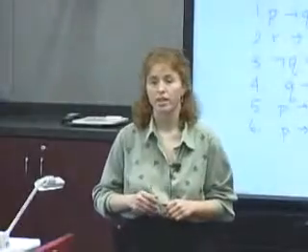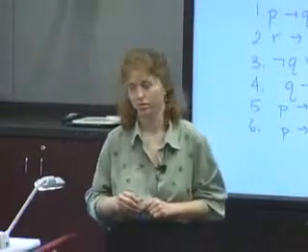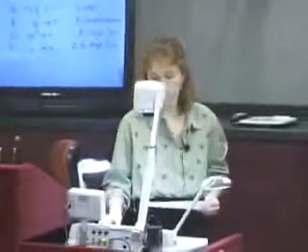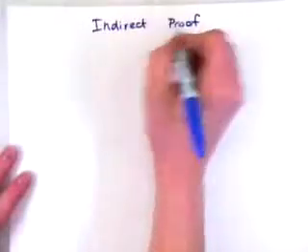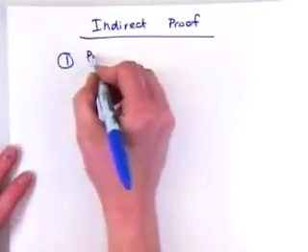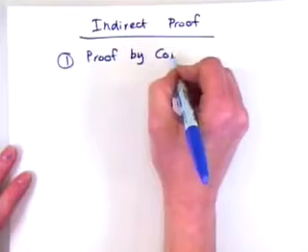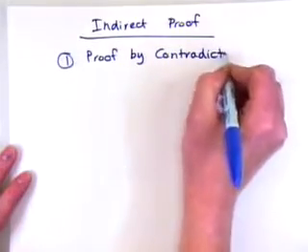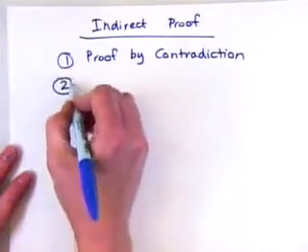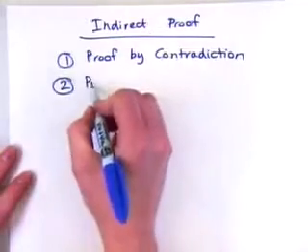Let's take the last few minutes and talk about indirect proofs. Okay? So the main method of indirect proof is called proof by contradiction. And you see this a lot in a math class, in lots of regular math classes, like calculus or something, instead of logic classes. So indirect proof, there are 2 methods. One is proof by contradiction. And the second is proof by contrapositive.